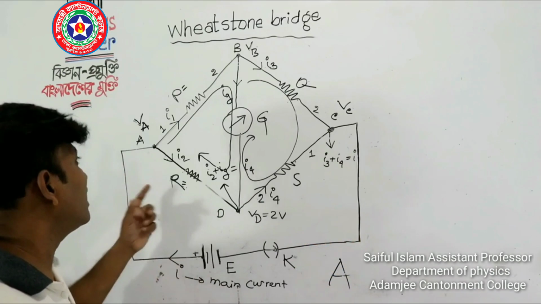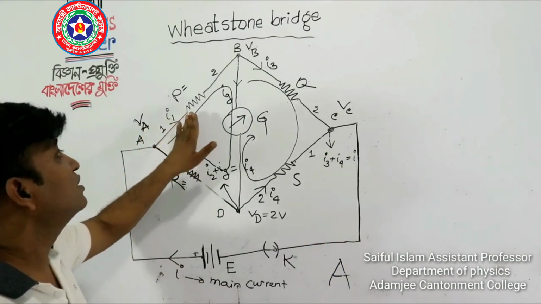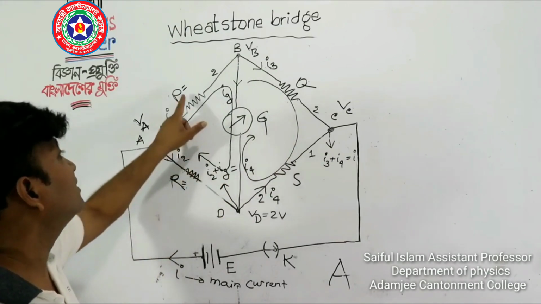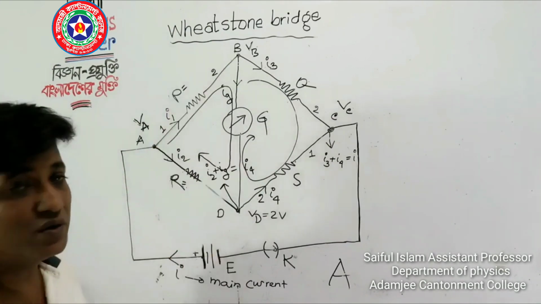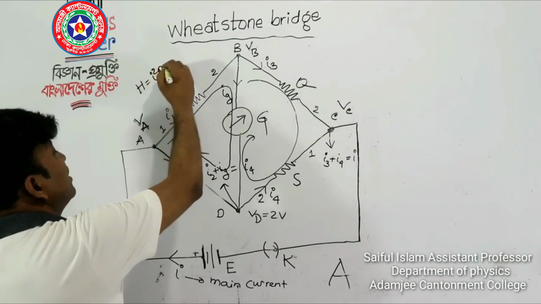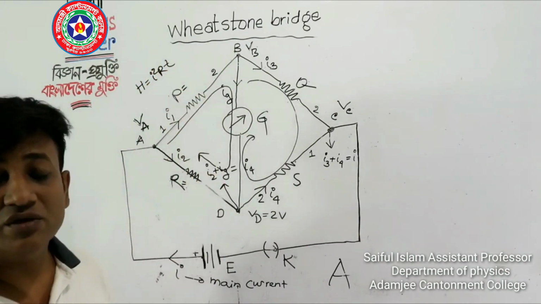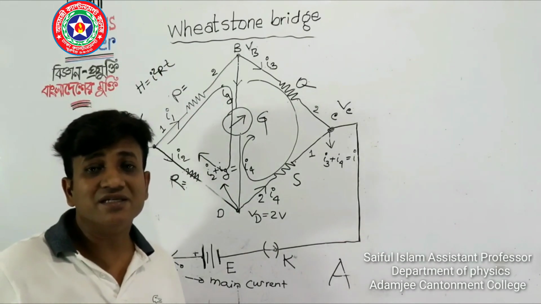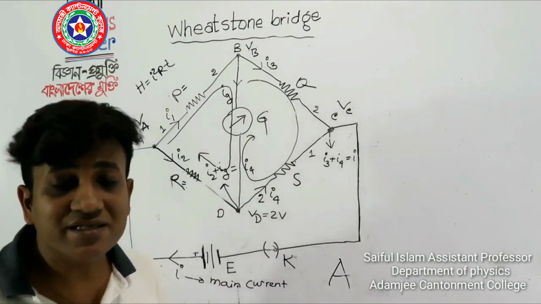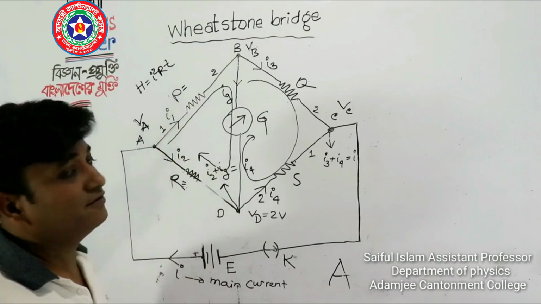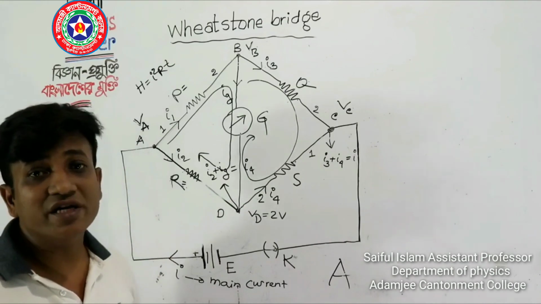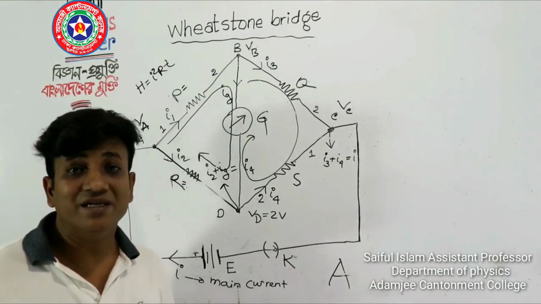Due to the increase of current, when this current passes through the resistances P, Q, R, S, due to Joule's effect, heat will be produced. And you know the produced heat is H equals I square RT. And you also know if heat increases, then the value of resistance also increases. As a result, due to the change of the value of resistances P, Q, R, S, the balance condition will be incorrect.